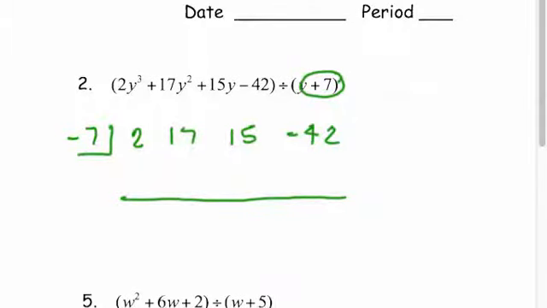And I'm going to go to a different color. Remember, we drop down this number. 2 times negative 7 is negative 14. 17 plus minus 14, that's just subtraction, right? So 17 minus 14 is 3. Negative 7 times 3 is minus 21. Same thing, 15 plus a minus 21 gives us minus 6.